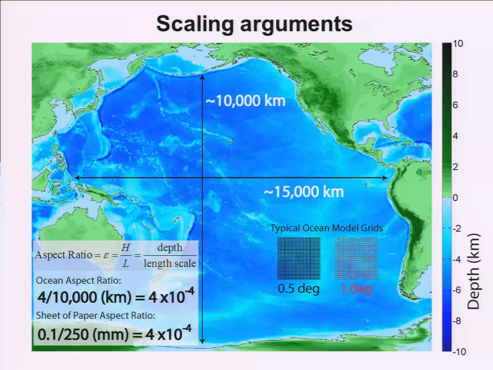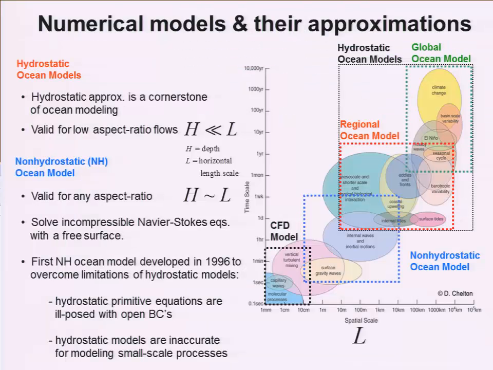So if you do a back of the envelope calculation, you can see that the ocean has about the same aspect ratio as a sheet of paper. That is, it's extremely thin. So in this case, we can use hydrostatic models to really capture these processes very well.